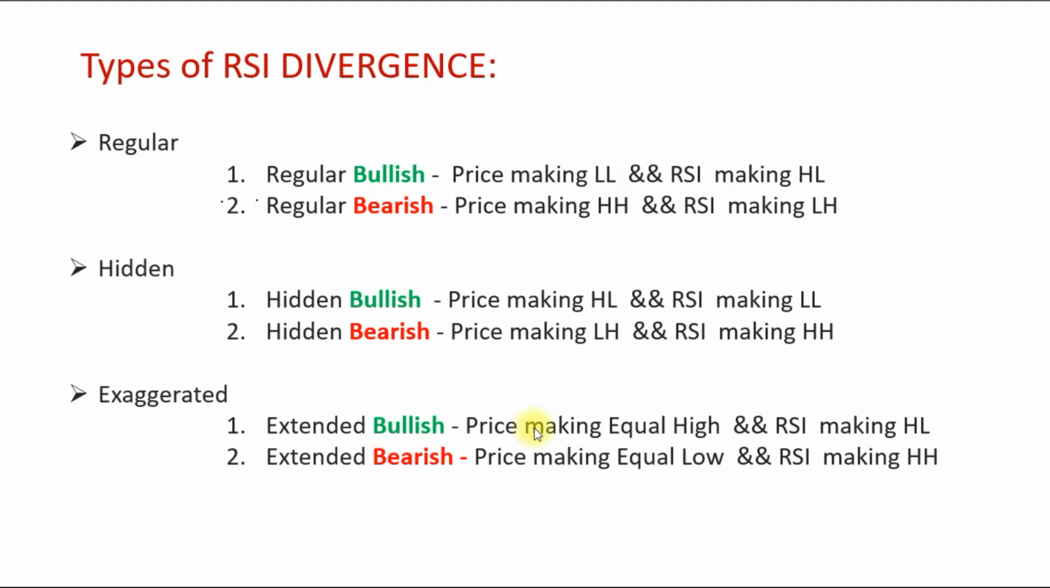Extended bullish divergence is price making equal highs, meaning the price will be on the same line, and RSI making higher lows. Extended bearish is the same: price making equal lows, so price will be on the same line, and RSI making higher highs. Next, I will show you each divergence in the examples.